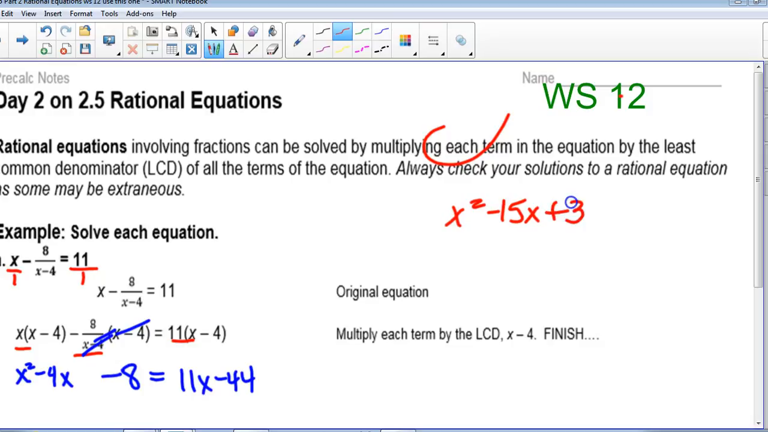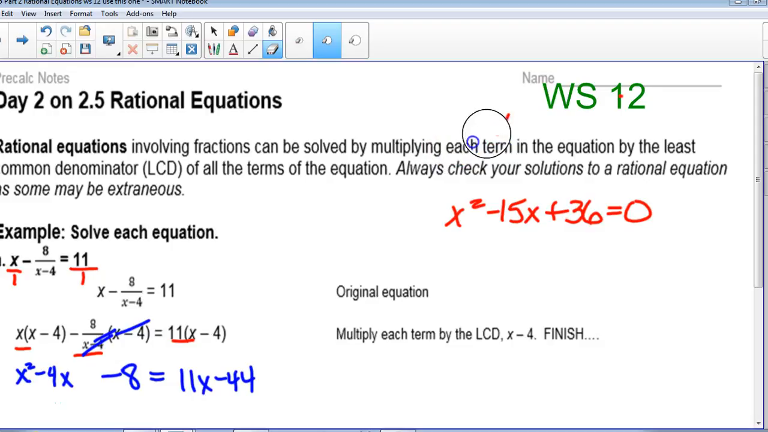Plus 36? Is that right? 44 and negative 8 would be 36. Did I finally do that right? All right.